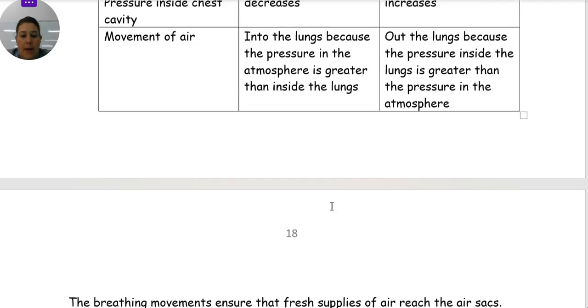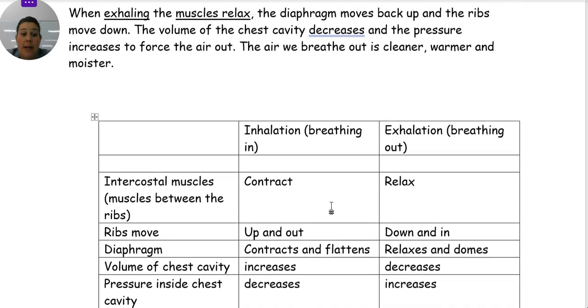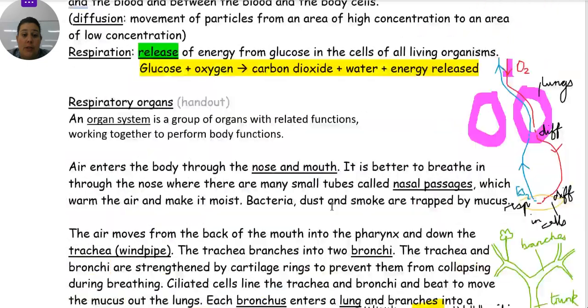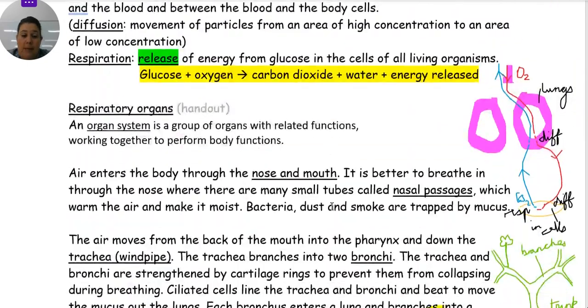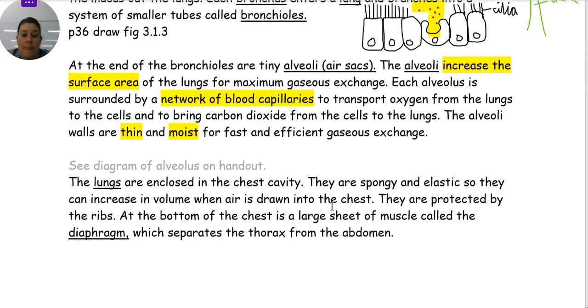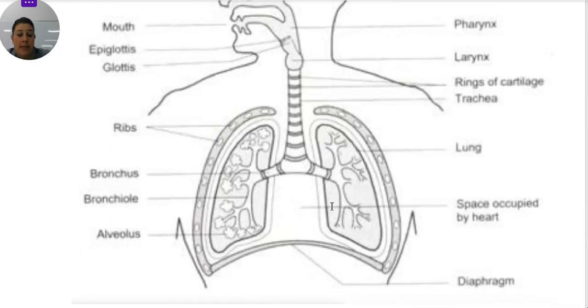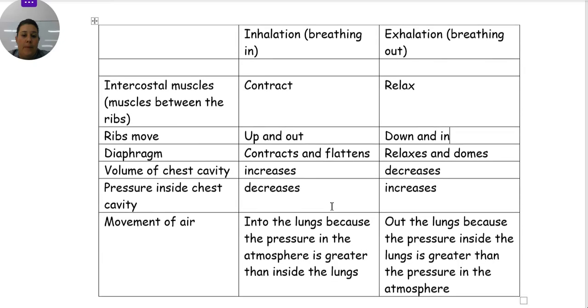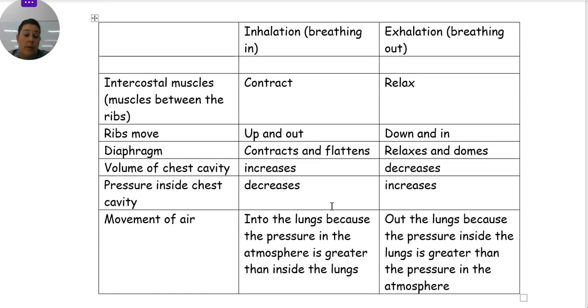I'm going to stop this video here so that you can watch it. Please make sure, like I said, you learn those definitions, be able to explain them to me. You learn this diagram, all of the different organs and structures that are involved in breathing, and then you can learn this table for the breathing mechanism. How do I breathe in? How do I breathe out? I will do another video on respiration just now.